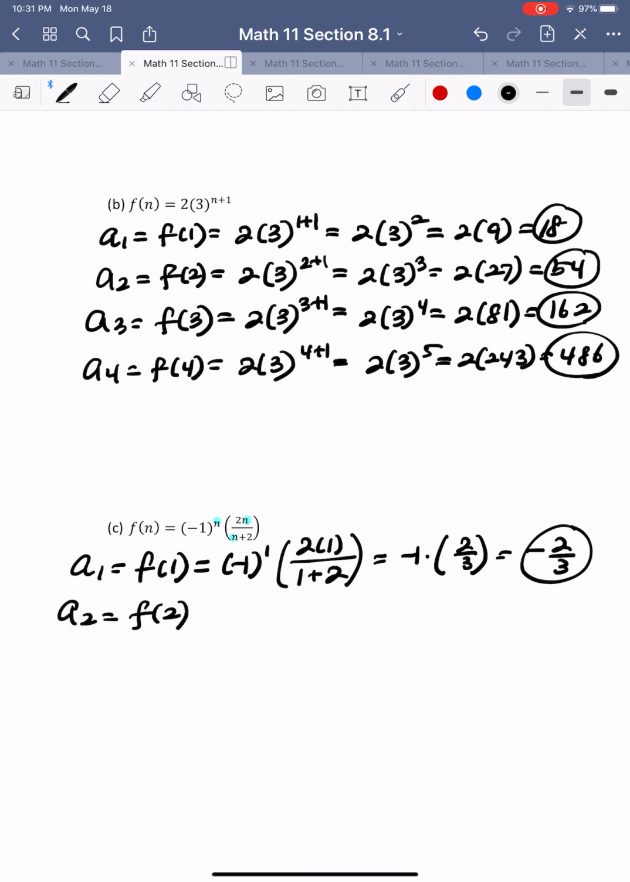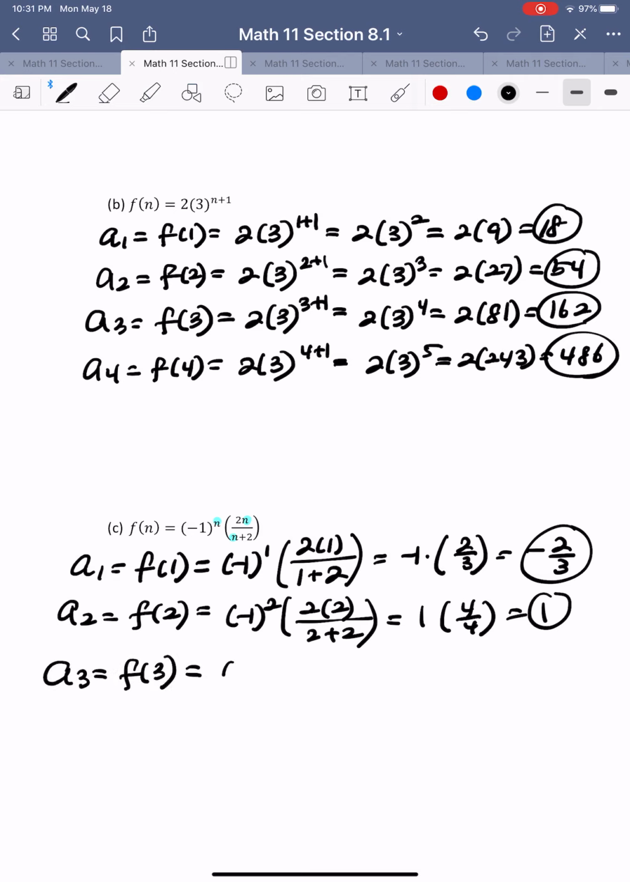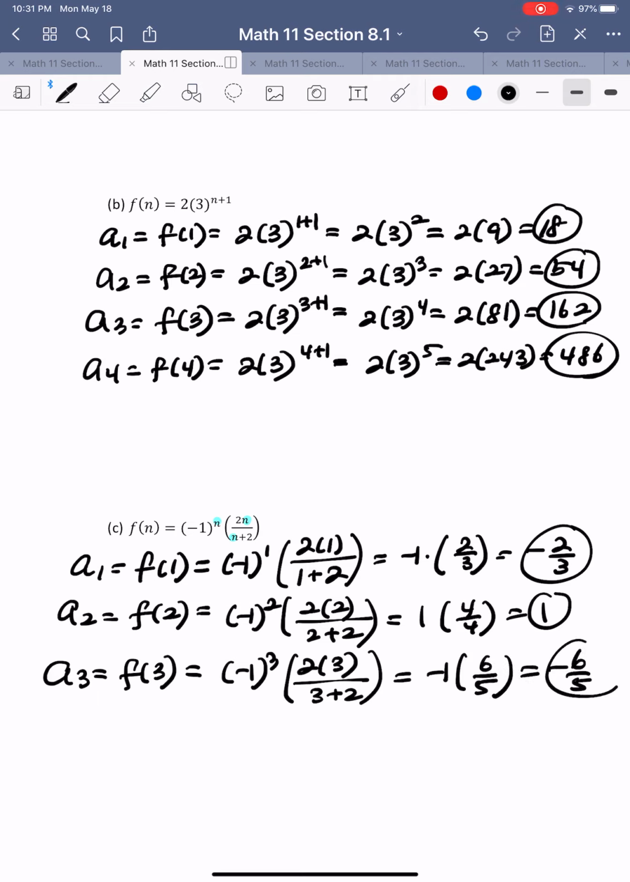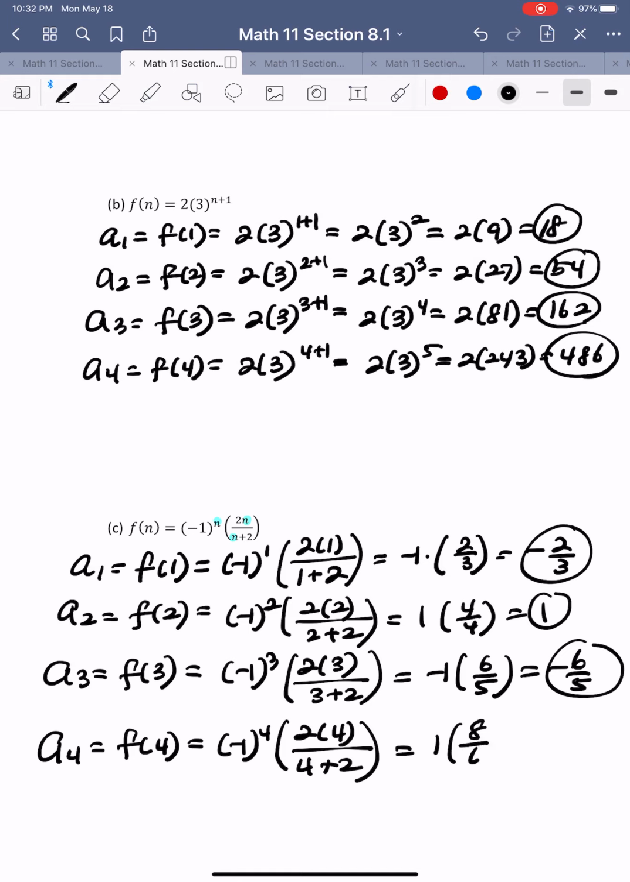A sub 2 is the same as f of 2, which is negative 1 squared times 2 times 2 over 2 plus 2, which is 1 times 4 over 4, which is 1. A sub 3 is f of 3, so negative 1 to the third power times 3 times 3 over 3 plus 2. I got negative 1 times 6 over 5, which is negative 6 over 5. The last one, f of 4, is negative 1 to the power 4 times 2 times 4 over 4 plus 2, which gives 8 over 6, the same as 4/3. Okay, all right, that's all.